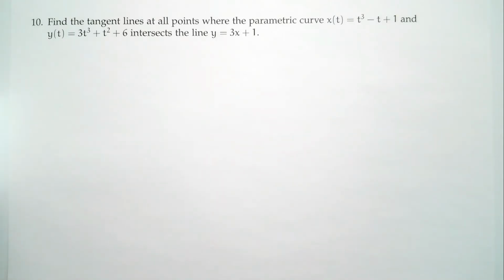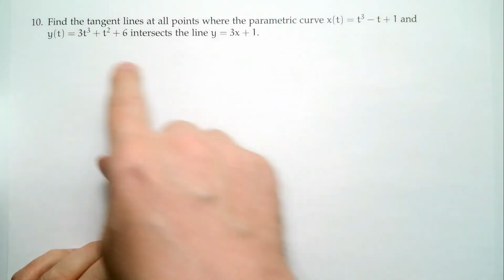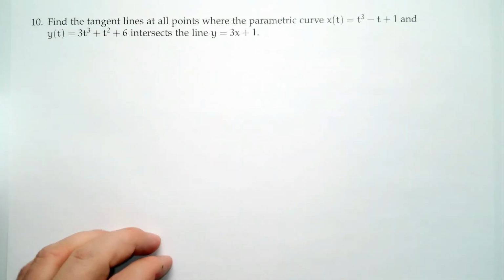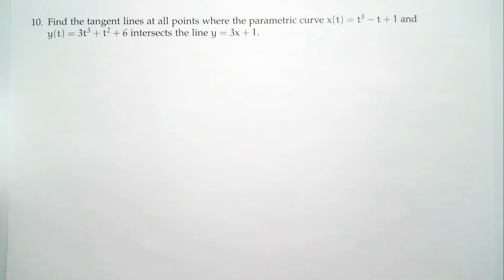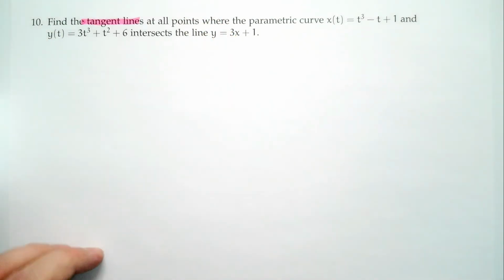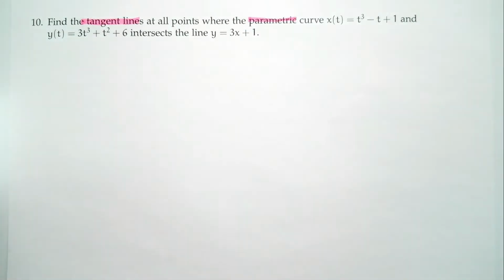All right, find the tangent lines at all points where the parametric curve x of t equals t cubed minus t plus 1 and y of t equals 3t cubed plus t squared plus 6 intersects the line y equals 3x plus 1. So, well, we know a couple things. We need to find tangent lines. So that's one key word. We know we're parametric because it tells us it's parametric. So that's something good to know.